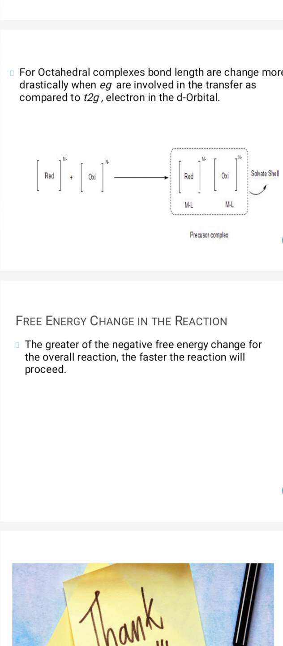So this is a brief introduction about outer sphere mechanism, inner sphere mechanism, and the factors affecting these two, outer and inner sphere mechanisms.